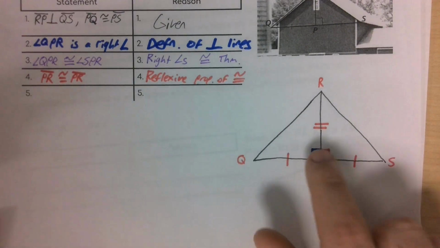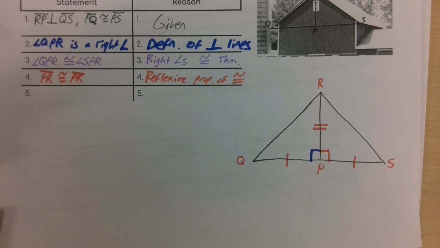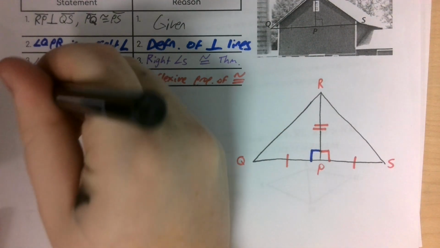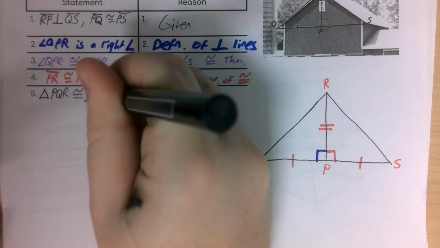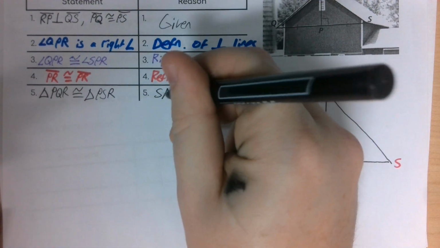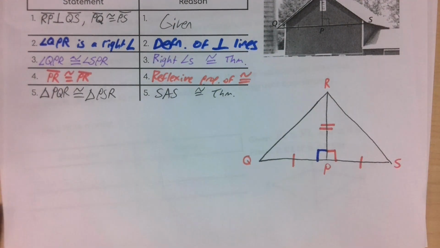Last but most certainly not least, we know that a side, an angle, and a side on both of these triangles are congruent. So we can finish off by saying, by the side angle side congruence theorem, triangle PQR is congruent to triangle PSR. SAS congruence theorem. Very nicely done, y'all.